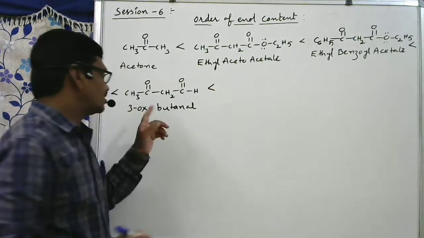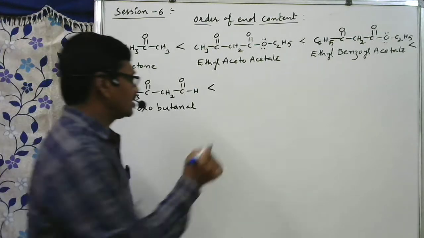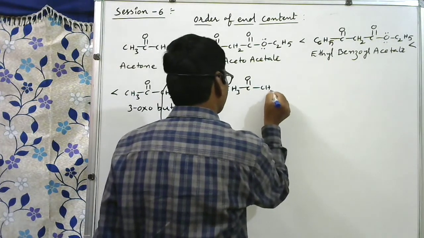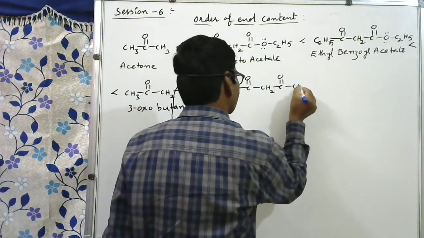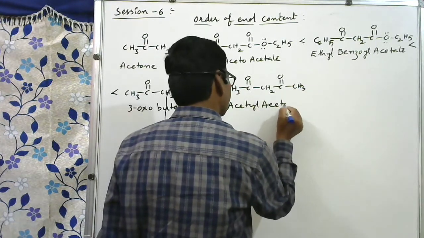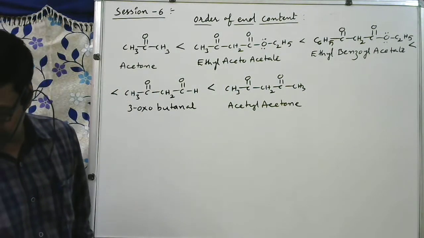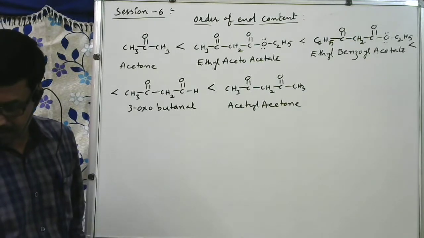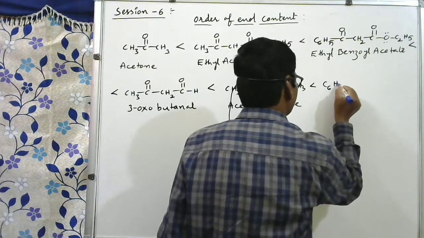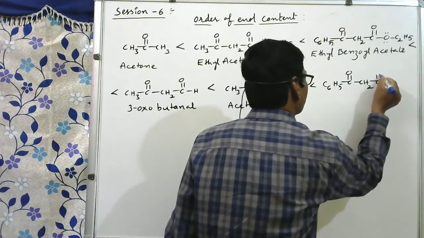Then compare this to the enol content of acetyl acetone, I already gave this explanation. CH3, C double bond O, CH2, then C double bond O, CH3. This is acetyl acetone. Enol content is almost 76%. Then after this, with a benzoyl group on one side, like this, C6H5, C double bond O, then CH2, then C double bond O, here CH3.